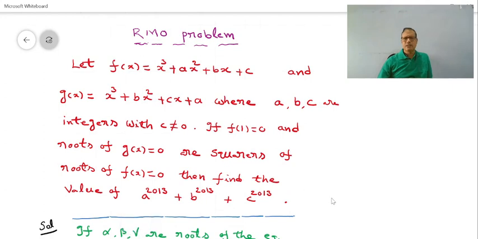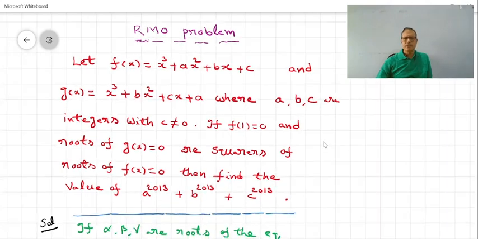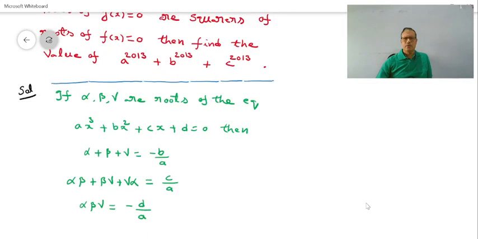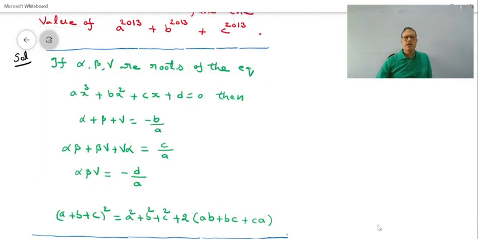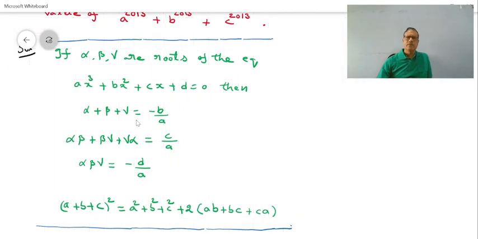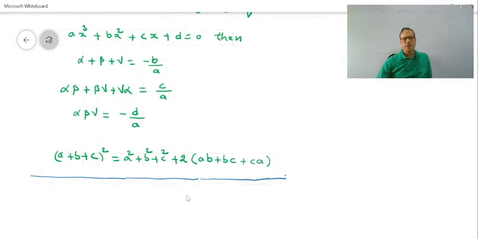So in order to solve this problem, I am going to use these two formulae. If alpha, beta, gamma are roots of the equation ax cube plus bx square plus cx plus d is equal to 0, then the sum of the roots alpha plus beta plus gamma is equal to minus b by a. Alpha beta plus beta gamma plus gamma alpha is equal to c by a, and alpha beta gamma is equal to minus d by a. Here a is not equal to 0. And one more formula. So a plus b plus c whole square is equal to a square plus b square plus c square plus 2 into ab plus bc plus ca.